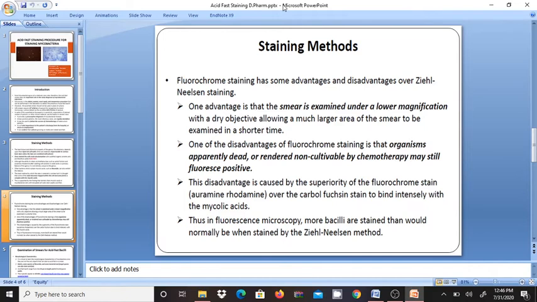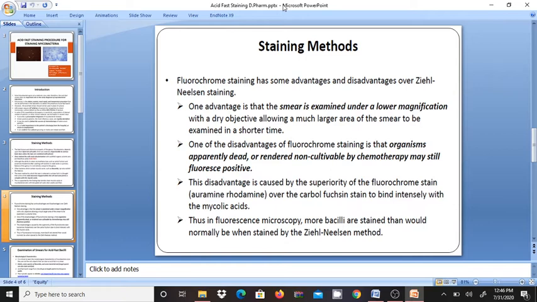Fluorochrome staining has some advantages and disadvantages over Ziehl-Neelsen staining. One advantage is that the smear is examined under a lower magnification with a dry objective, allowing a much larger area of the smear to be examined in a shorter time.